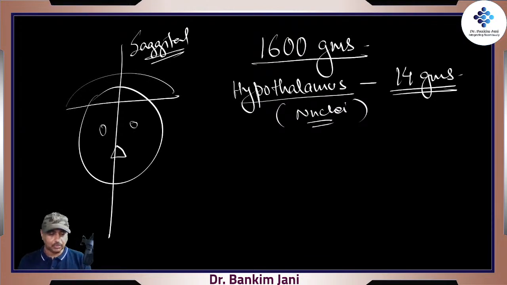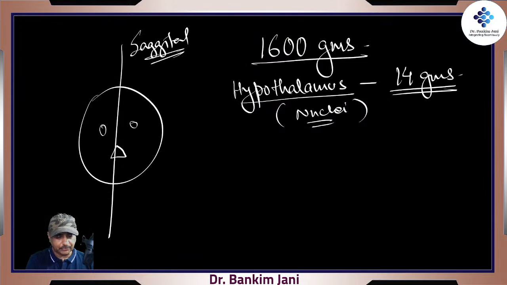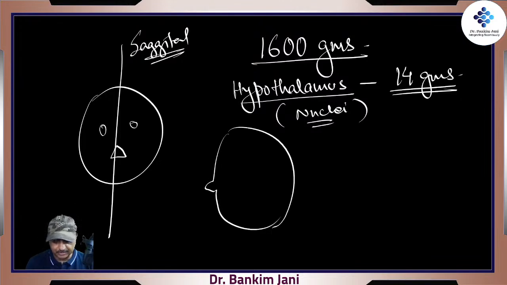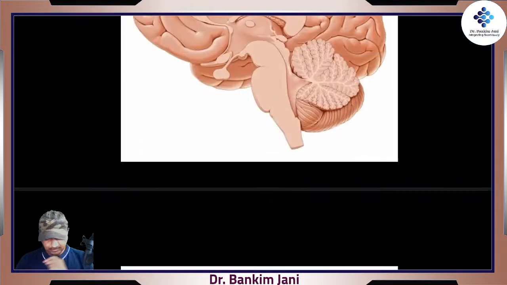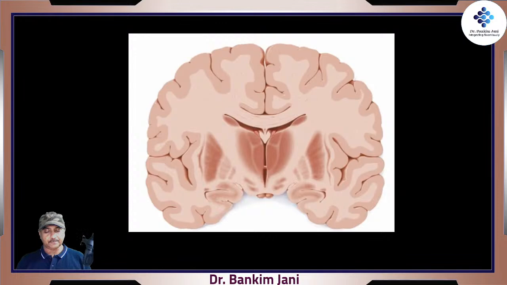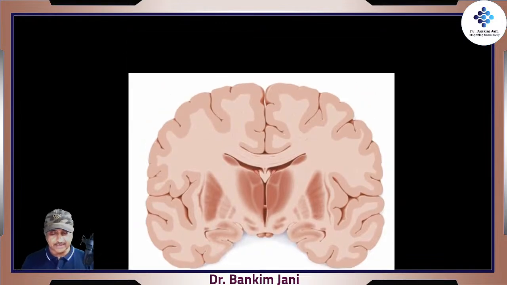In the coronal section, it goes from top to bottom. So let's take it like this. Say if this is the nose, that's the side view. This section would be passing like this. This is how it will go. So this one would be the coronal section. Both these sections are needed for the 3D visualization of how these nuclei are arranged. So when we take the coronal section, it would be like this.